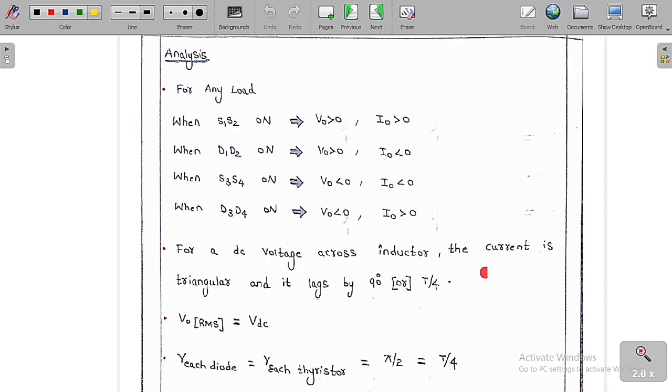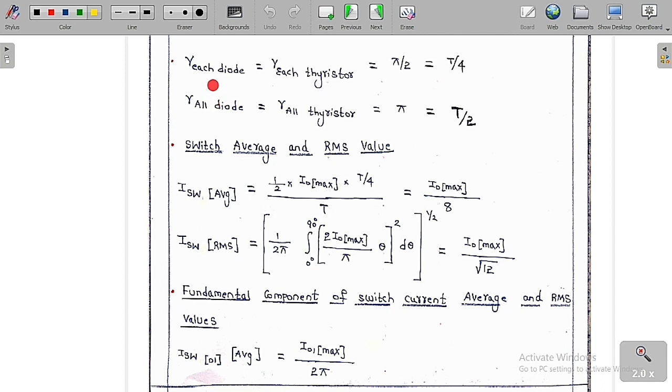For a DC voltage across an inductor, the current is triangular and it lags by 90 degrees or T by 4. I have already told you, when you apply a DC voltage across the inductor, the current is basically a ramp signal, which lags the supply voltage by 90 degrees. If you want to know the RMS value of the output voltage, it is the peak value, which is VDC. The conduction angle of each diode is only pi by 2 or T by 4 time. So the conduction angle of each diode and each thyristor is only pi by 2 or T by 4.